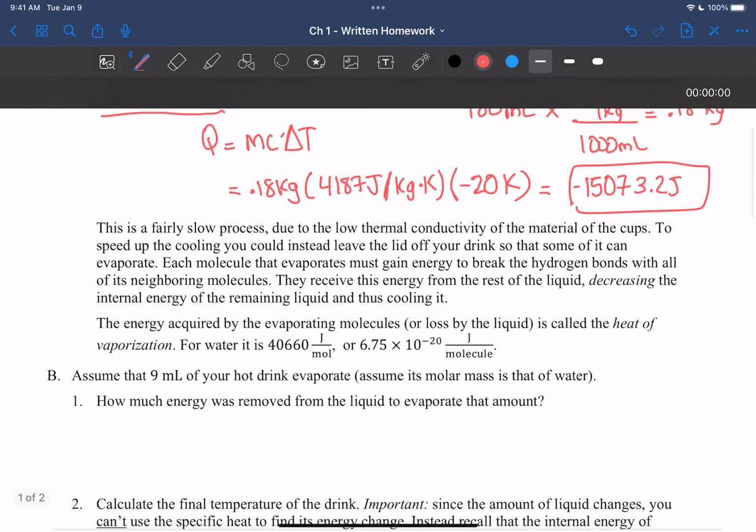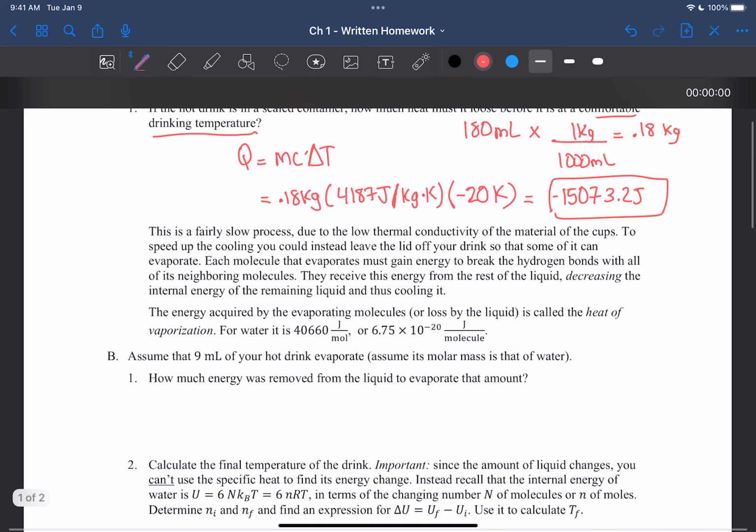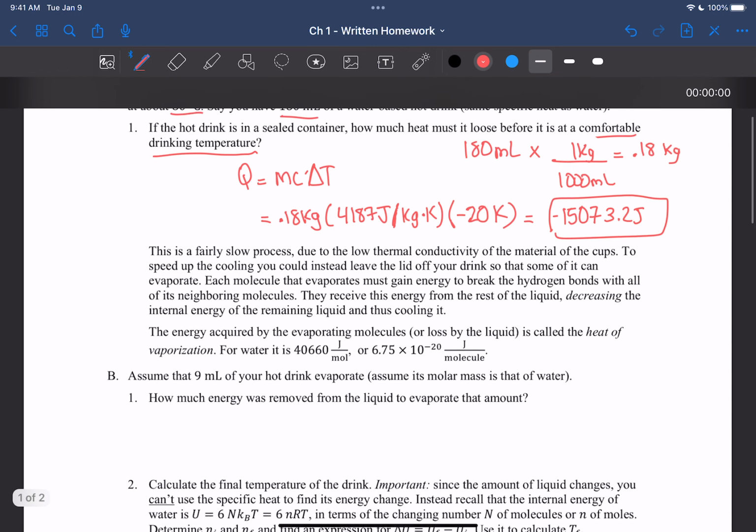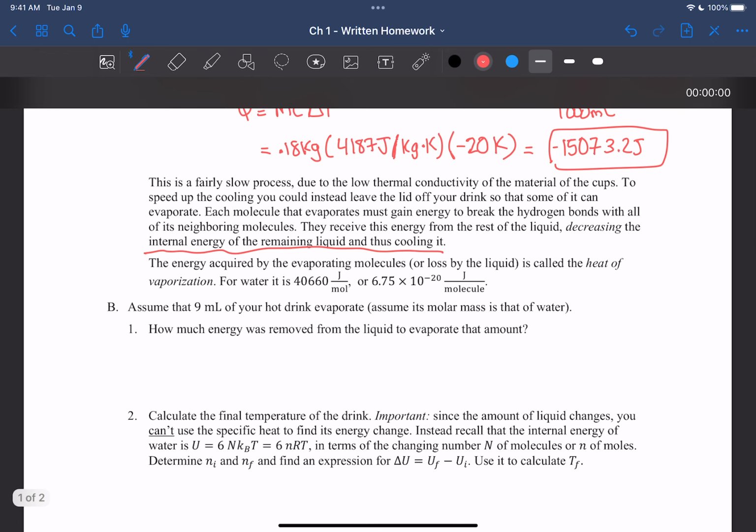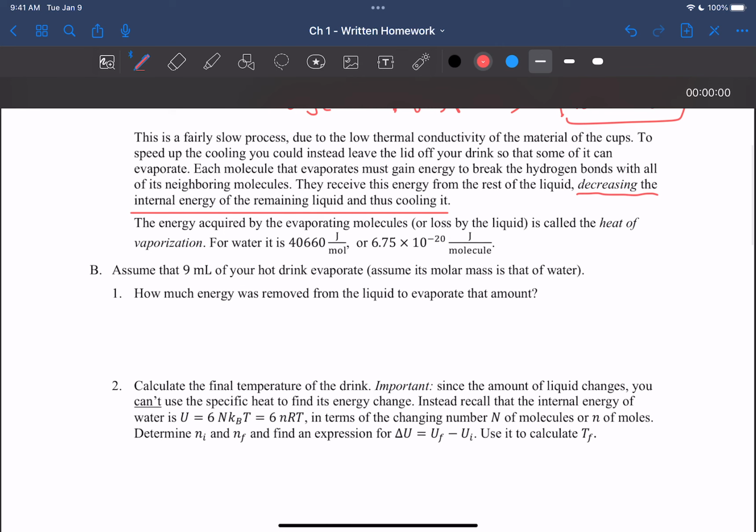It says, this is a fairly slow process due to the low thermal conductivity of the material of the cups. To speed up the cooling, you could instead leave the lid off your drink so that some of it can evaporate. Each molecule that evaporates must gain energy to break the hydrogen bonds with all of its neighboring molecules. They receive this energy from the rest of the liquid, decreasing the internal energy of the remaining liquid and thus cooling it, right? The energy acquired by the evaporating molecules or lost by the liquid is called the heat of vaporization.